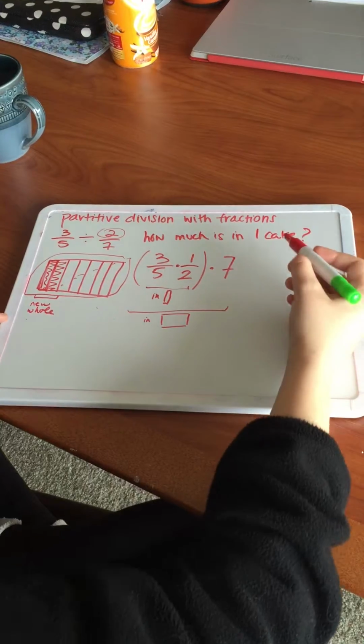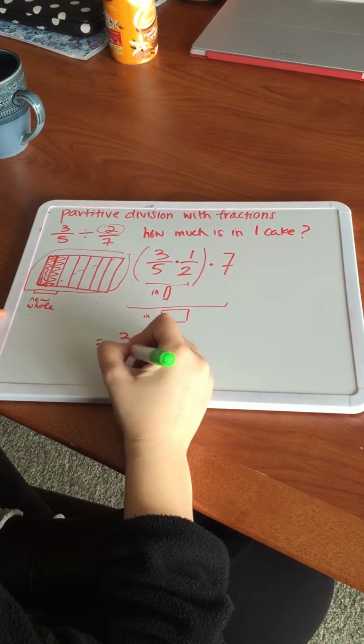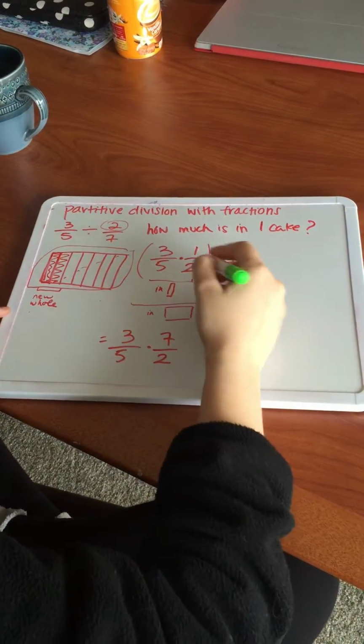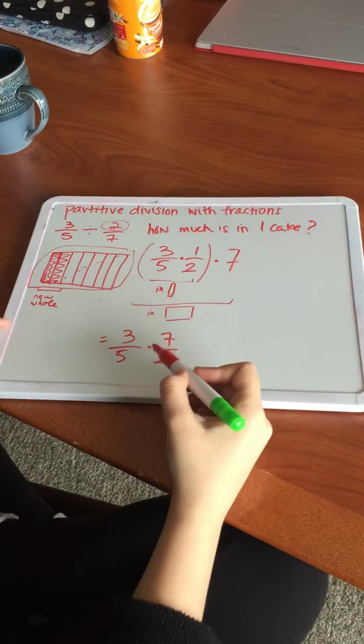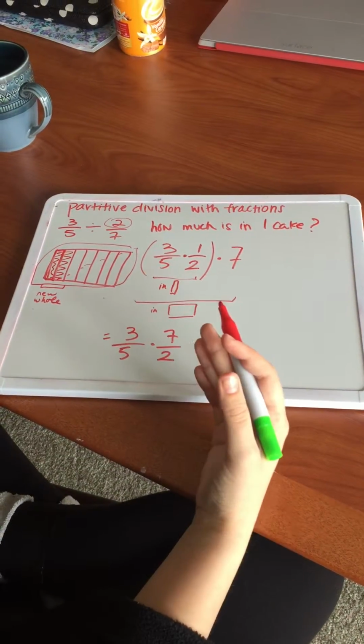So then what we know that simplifies into is it equals 3/5 times 7/2. And it just simplifies right down in this part. And then that is also called multiplying by the reciprocal, which makes it a little bit easier to think about.